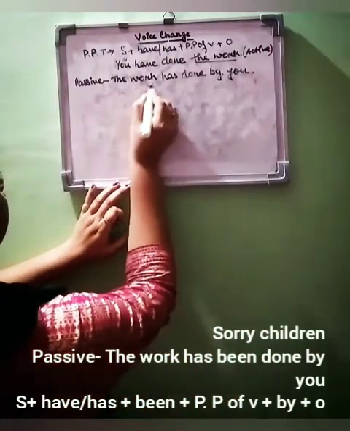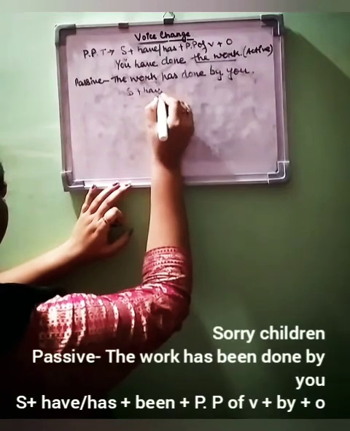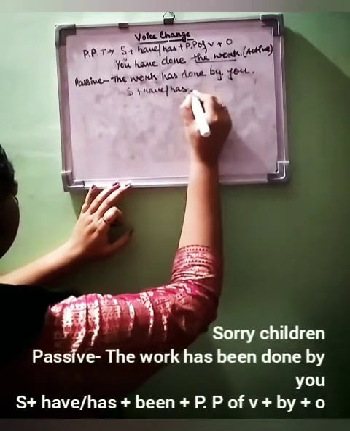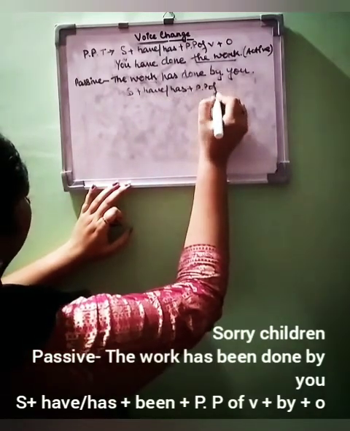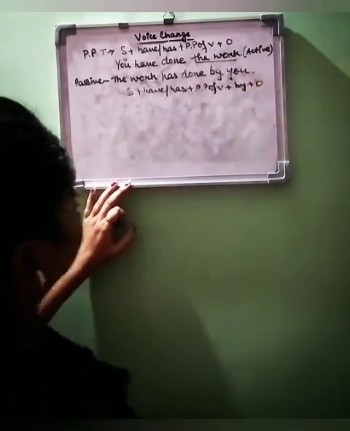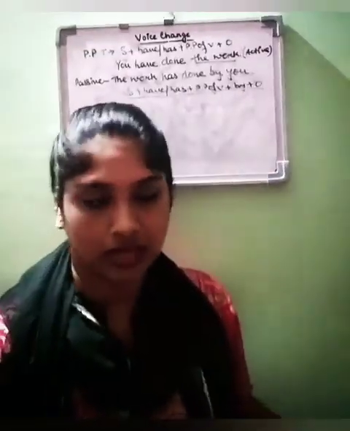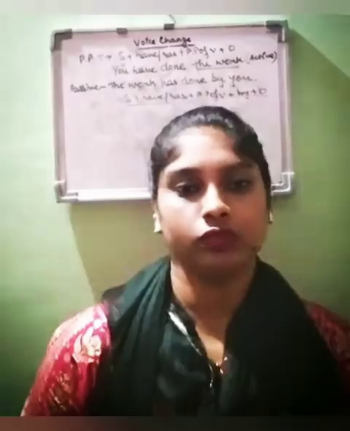So let's now figure out the sentence pattern. This is subject plus have or has plus past participle of verb plus by plus you. Done. If you just know this, your half part is done. Actually your entire part is done.